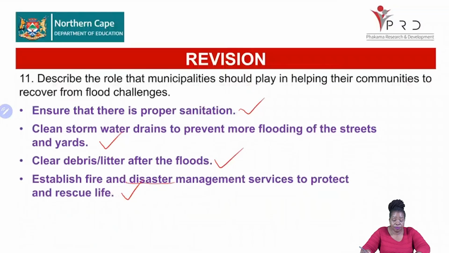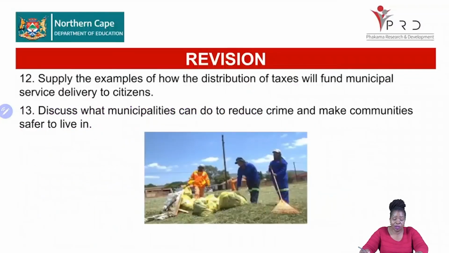Right? We move on to the next question, which is question 12. It says, supply the examples of how the distribution of taxes will fund municipal service delivery to citizens. And question 13 says, discuss what municipalities can do to reduce crime and make communities safer to live in. Right, let's answer question 12 and question 13.